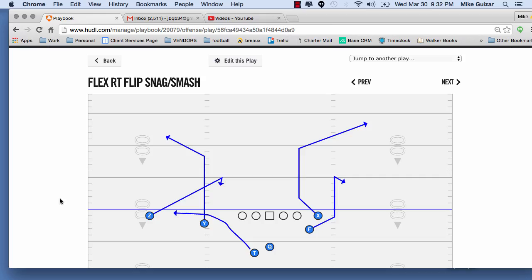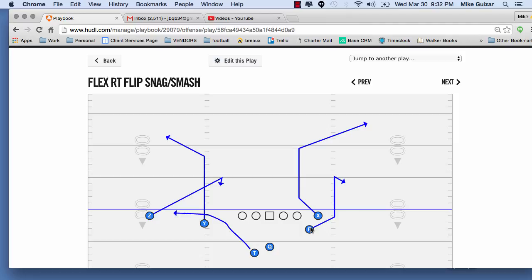Okay, boys, so now it's the snag concept out of flex right. Flex right, F and X are on the right. So, like I said, you need a three-man combination to run the snag concept. So we want to run the snag concept to the side with the wide receivers. X and F are bunched up, so it'll be hard to run that snag combination. So we're going to focus on the snag to the left side. Therefore, to have the 3rd wide receiver, or the 3rd option, the flat route, we need the back to be on the left.